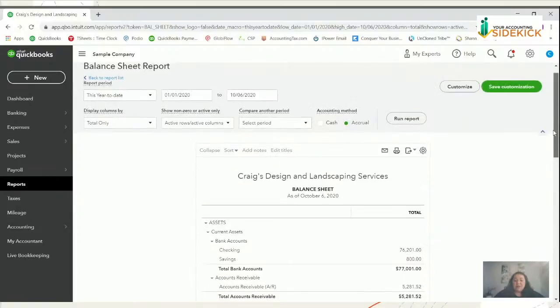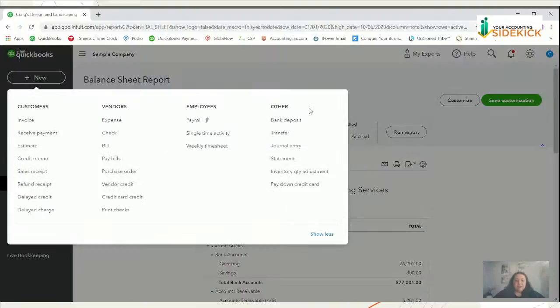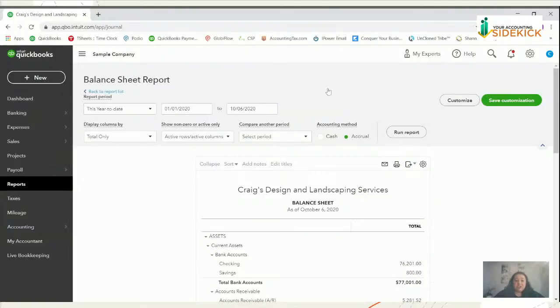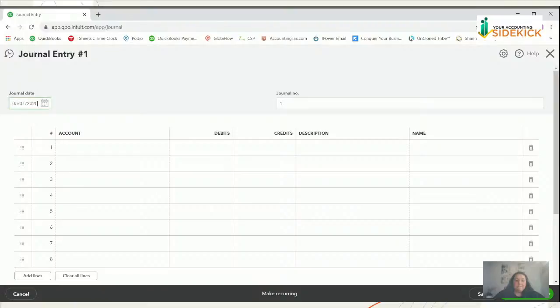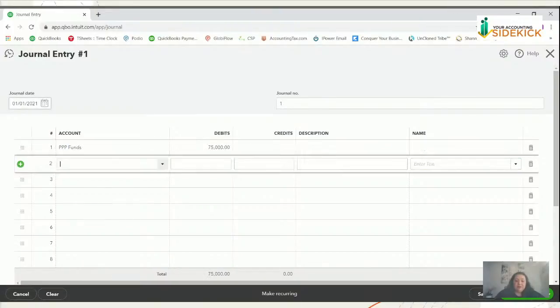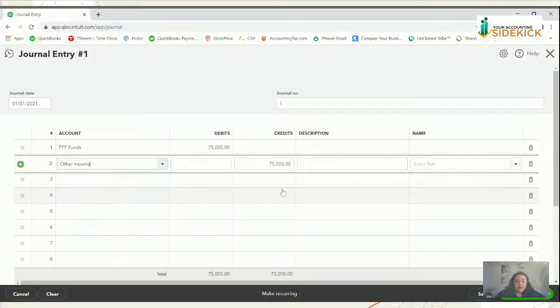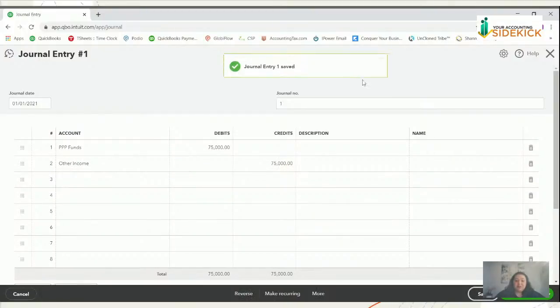So it's a loan. So let's say we get to the next year and that this is forgiven. So at that time, what you would do is create a journal entry. And we would do it for whenever that period of time is, 2021. We're going to essentially take PPP funds out of the liability account. And then we're going to put it into income. If we have other income, because then at that point, it technically will be taxable once it's forgiven.